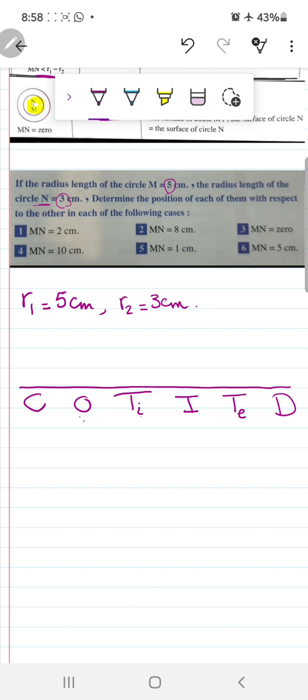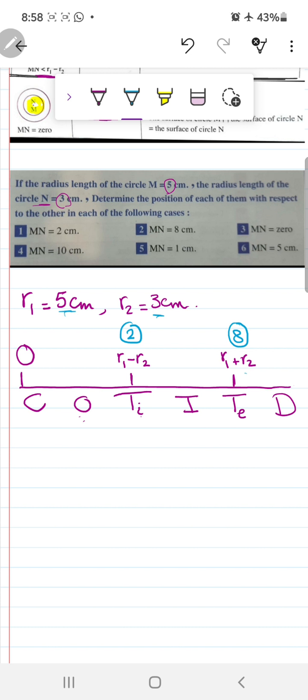Okay, here we said in touching externally, we have R1 plus R2. It means MN equals R1 plus R2. And in touching internally, we have MN equals R1 minus R2. And concentric, we said MN equals 0. Okay, let's substitute. R1 plus R2 means 5 plus 3, which is 8. R1 minus R2 is 5 minus 3, which equals 2.